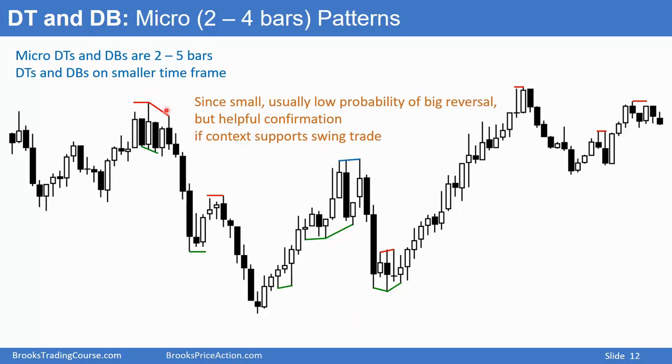Same here, a micro double top here and here, but part of a bigger double top. It's the second leg of a bigger double top. It increases the probability that the double top reversal will be successful. Here, a micro double bottom and then another micro double bottom. It increases the probability that this double bottom will lead to a swing trade up.